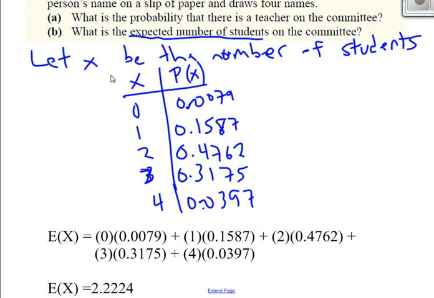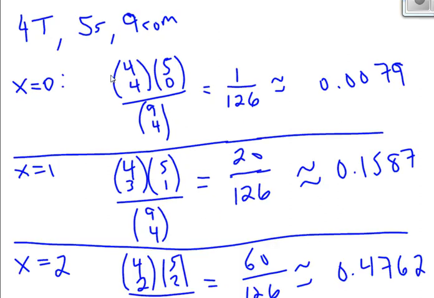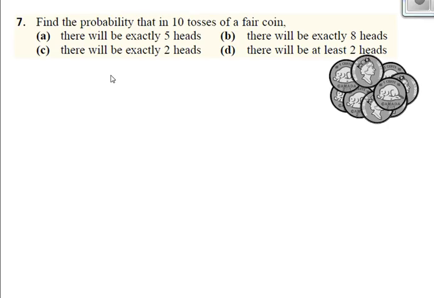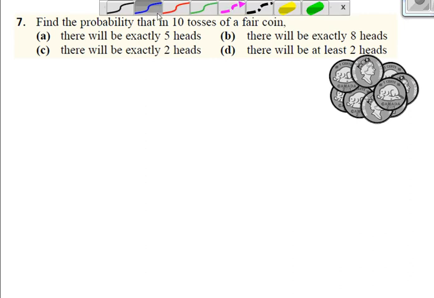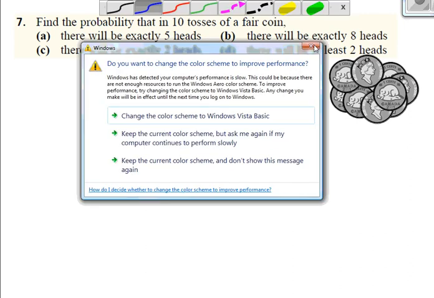Let's look at the next question I assigned. Here it is, number 7. Find the probability that in 10 tosses of a fair coin, there will be exactly 5 heads, exactly 8 heads, exactly 2 heads, and at least 2 heads. So tossing a coin is a binomial experiment, which is nice because we can use the binomial experiment formula, which looks like this.